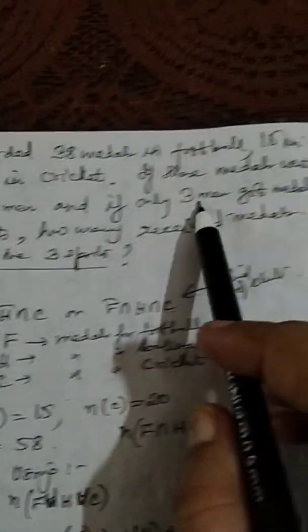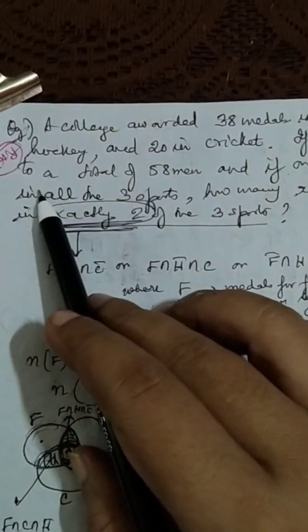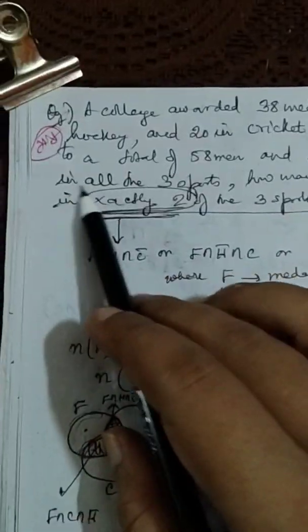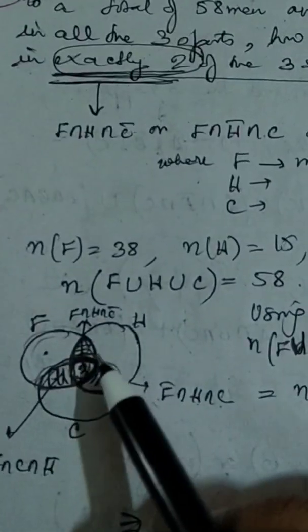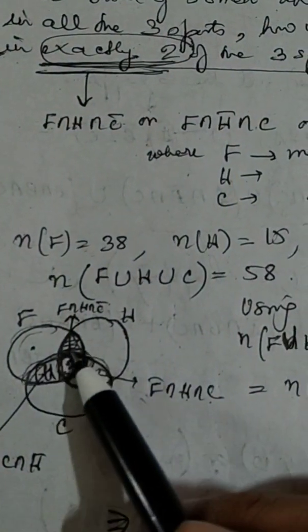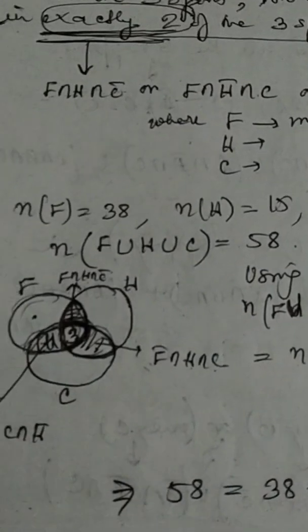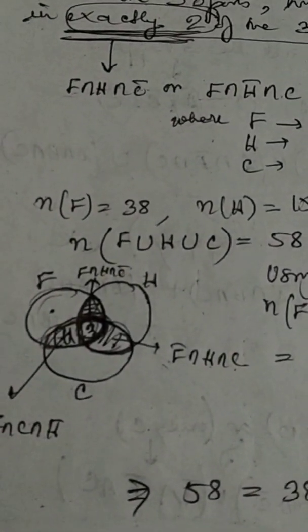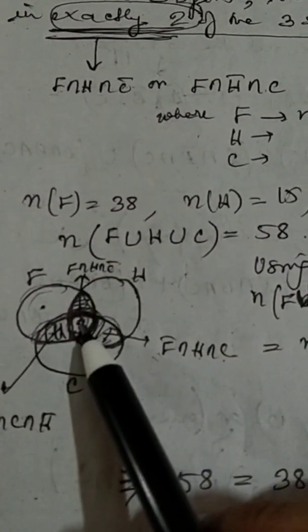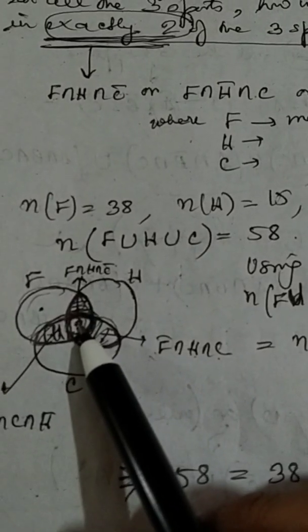They are saying that 3 men got all the 3 medals, or you can say 3 men got medals in all the 3 sports. That means this is the region comprising all the 3, and this portion is occupied. The cardinal number over here is 3. Element 3 is not there as such, but the cardinal number of this portion is 3. So that is what I've listed.